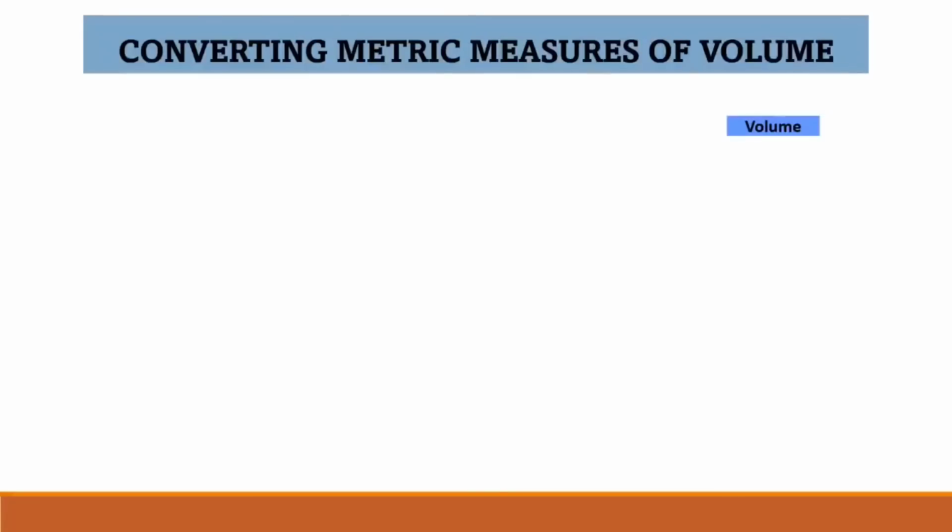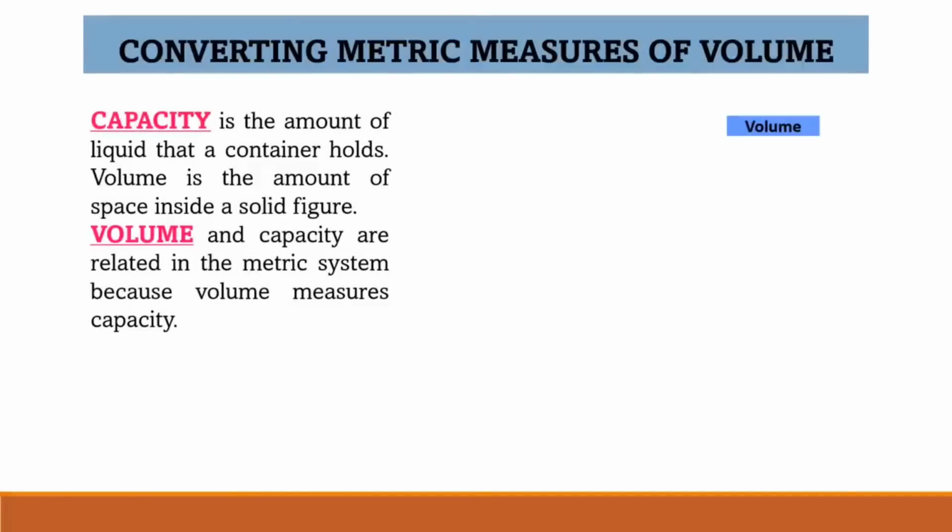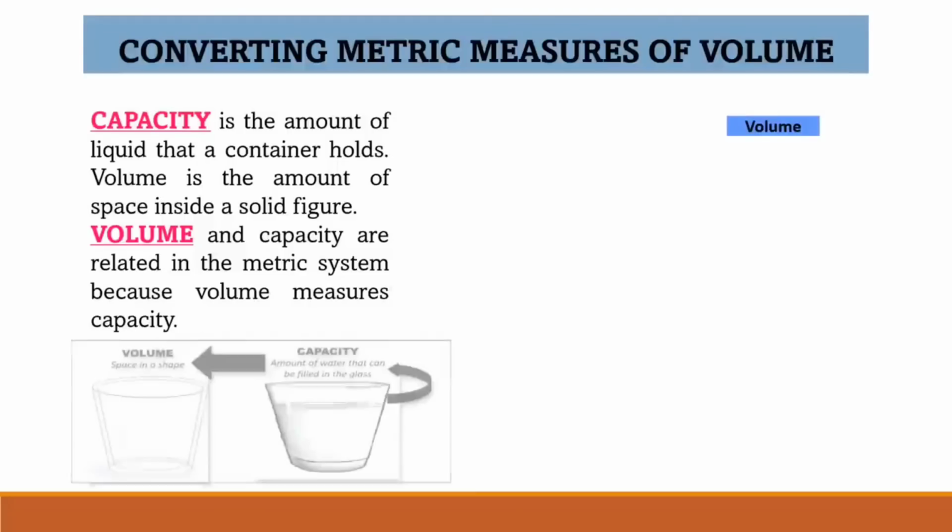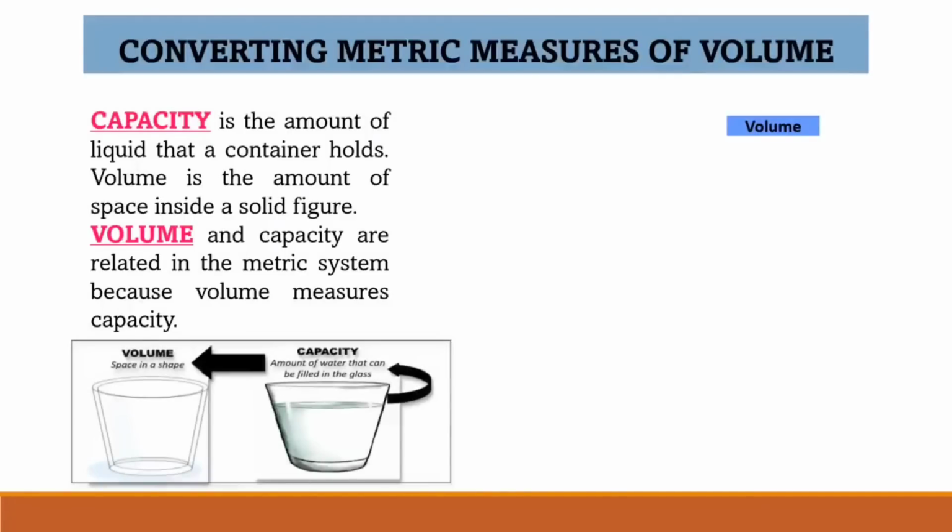Next, we move on to converting metric measures of volume. So, capacity or volume. Capacity refers to the amount of liquid that a container holds, while volume is the amount of space inside a solid figure. Volume and capacity are related in the metric system because volume measures capacity. In this diagram, volume refers to the space, and capacity is the amount of water or liquid that could fill this container.